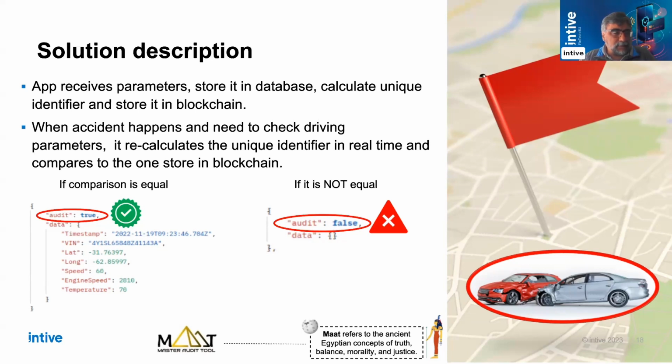In this case, we have an example. If the data matches and was not tampered with over time, we show all these driving parameters about the vehicle; if not, we show nothing related to that. Well, there are several other cases where we can apply our master audit tool, but we are running out of scope and time, but we can discuss this in the future.